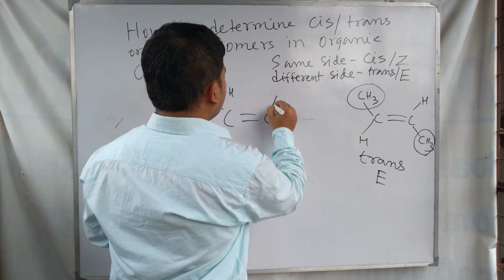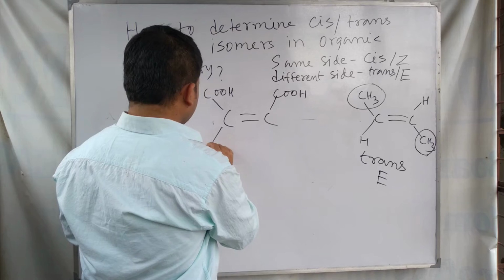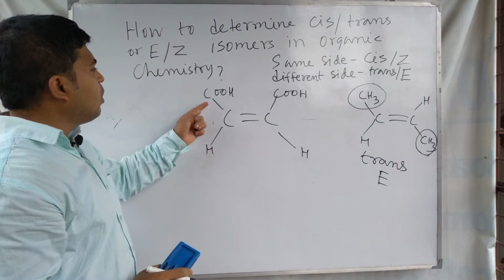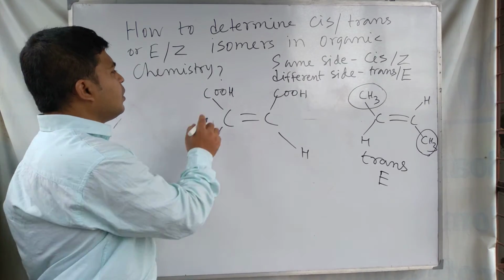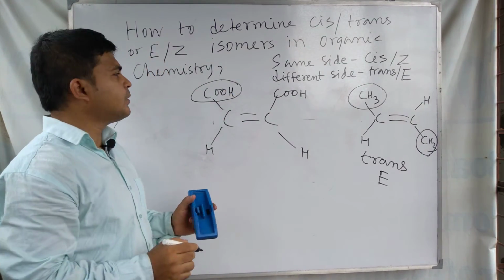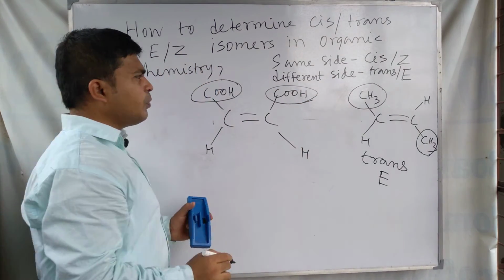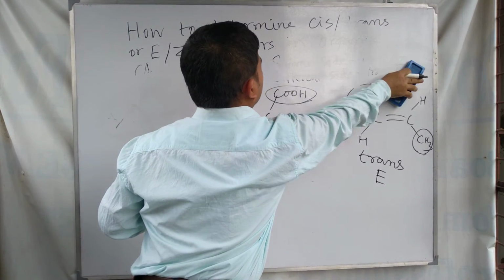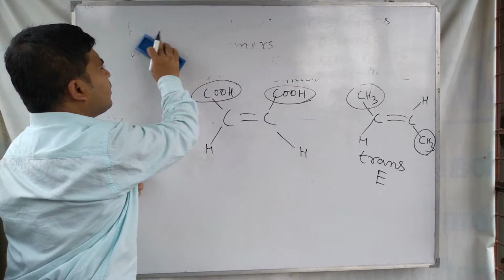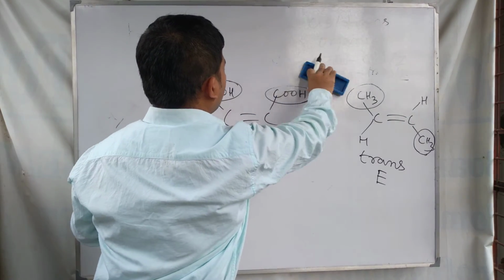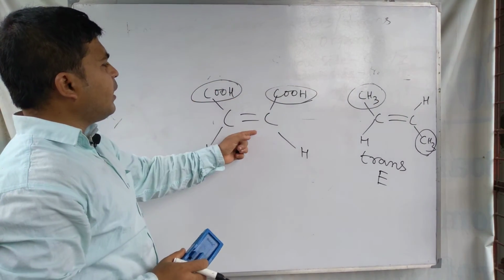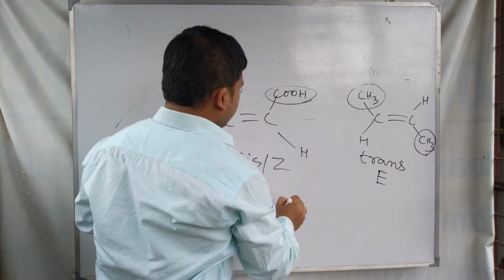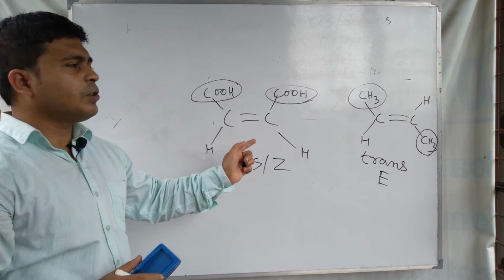Similarly, you can find the other cis, trans or E isomers. Suppose for this molecule, you are seeing that the priority between hydrogen and COOH is higher in the case of COOH. In both cases the COOH group has higher priority. Since the COOH groups are present on the same side of the double bond, this one is called a cis isomer or a Z isomer.